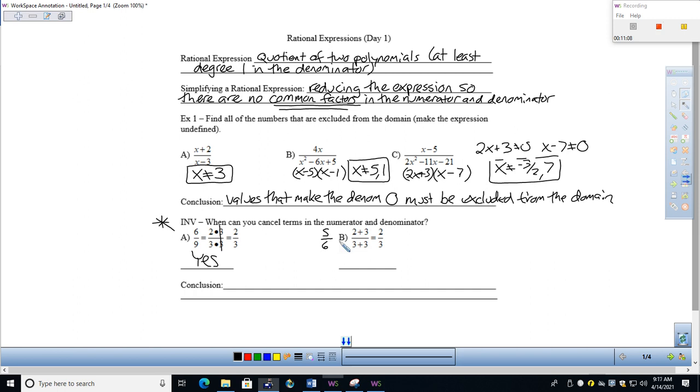Is 5/6 equal to 2/3 when I cancel out those 3's right here? And the answer, of course, is no. This is not the same as its reduced form right there. And the reason is because these 3's are not common factors. The 3 is part of the overall numerator. This 3 is part of the overall denominator. It is not a common factor to the numerator nor a common factor to the denominator.